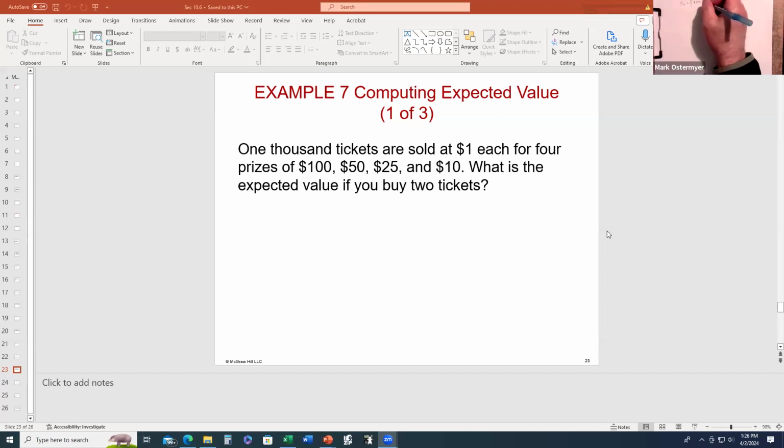Second prize, your net winning would be, what, $49. Third prize, your net winning would be $24. And that's third prize. And the fourth prize would be $10, minus one, be $9 net winning. Or you could just lose the game, not win anything, you lose $1.